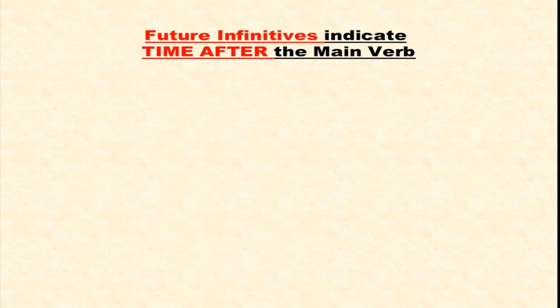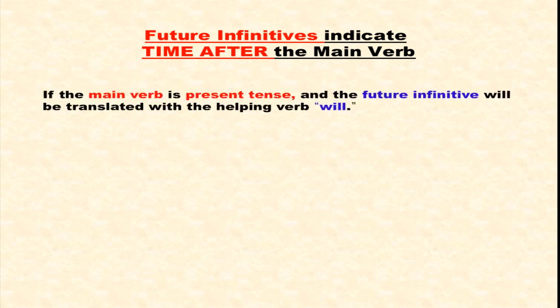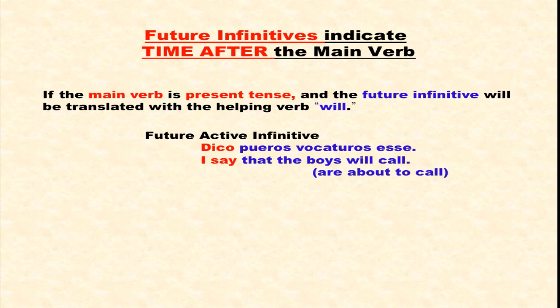Future infinitives indicate the time after the main verb. So if the main verb is in the present tense, a future infinitive can be translated with the helping verb will. We'll see that there are other ways to do this as we go. So I say that the boys will call. Dico, I say that the boys will call. Vocaturos esse, our future infinitive. Notice here also that the participle is agreeing with the subject of the indirect statement.